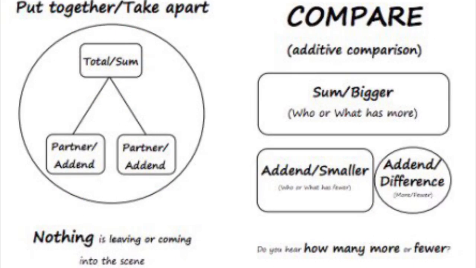For a put-together take-apart problem, nothing's coming or going. You have some giraffes and some hippos. How many animals do you have altogether? Things like that. Again, a number bond. For the comparison problem, we're comparing two kinds of items or two groups and which has more or fewer, or who has more or fewer. Those we're going to use the tape diagram or comparison bar drawing for the D part of DEAL.